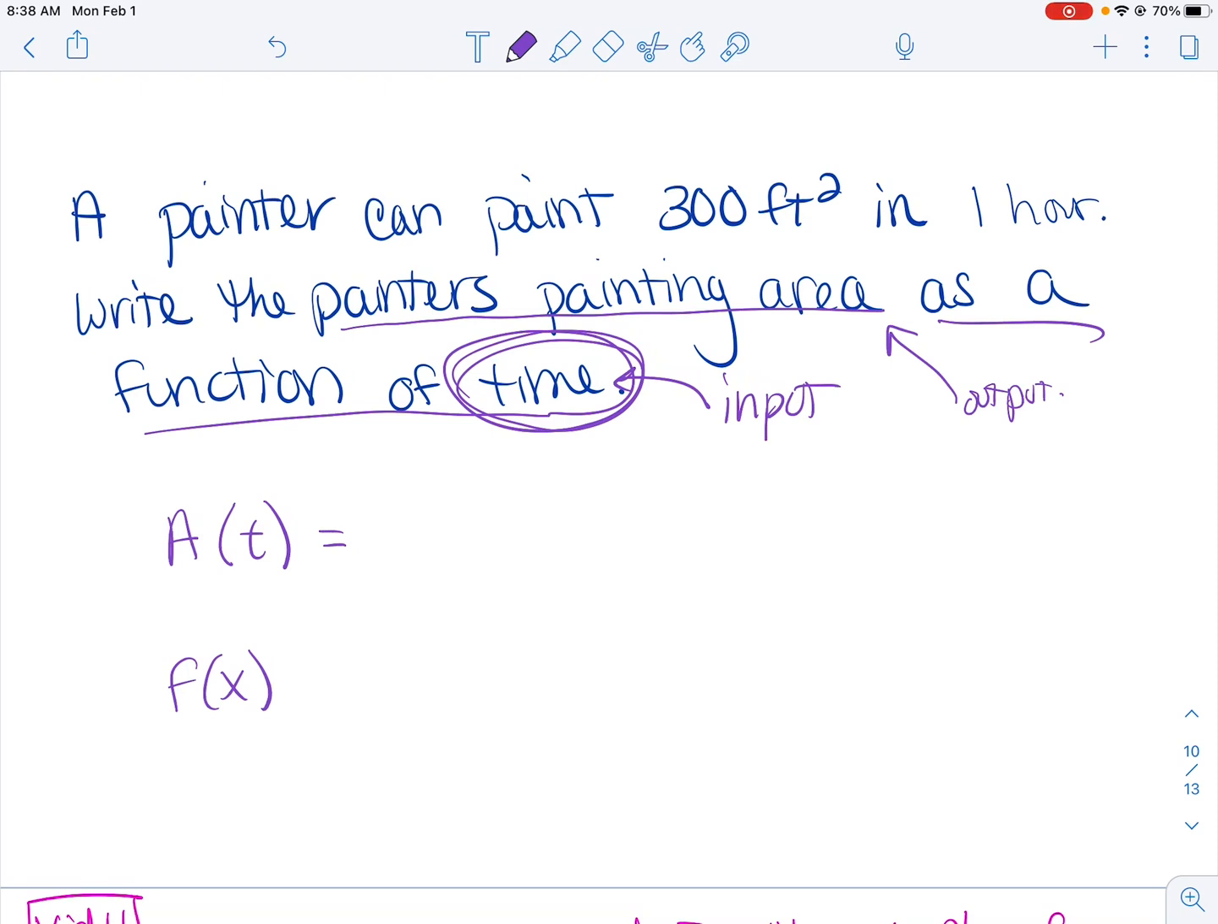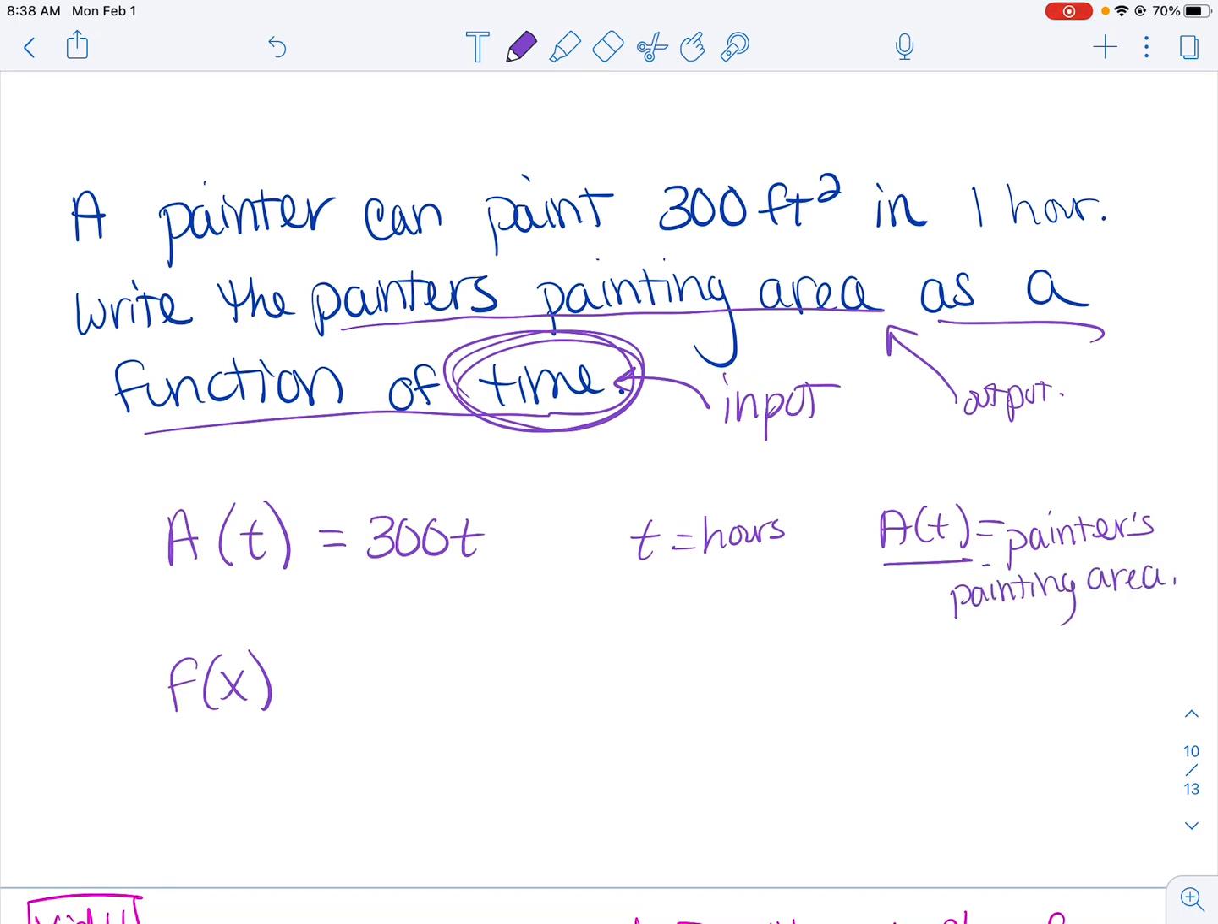So if you can do 300 square feet in 1 hour, then maybe we'd have 300t, and t is hours, right? And A of t is, that whole thing is the painter's painting area, right? So you can take any sort of situation and you can turn it into a function if, when there's an input, like maybe 2 hours, we have one output. We know in 2 hours this painter could do 600 square feet. In half an hour, 150 square feet. There's only one possible answer we can get, so we can turn it into a function.